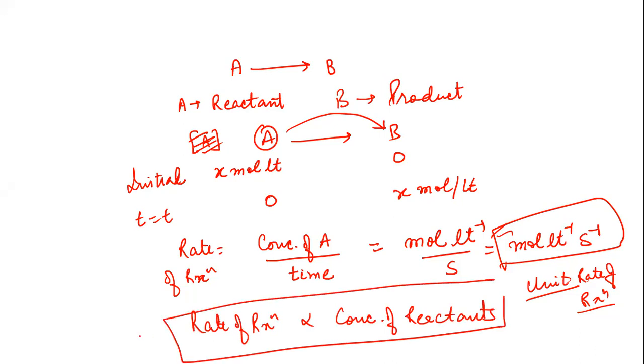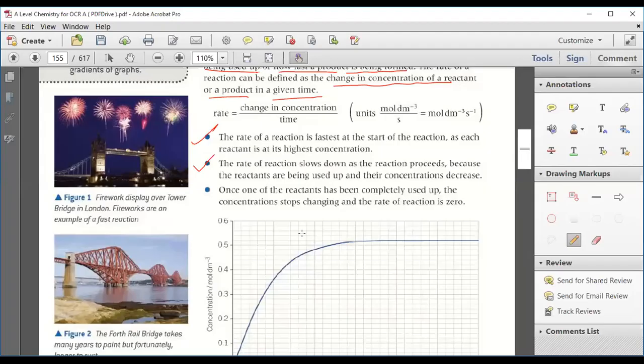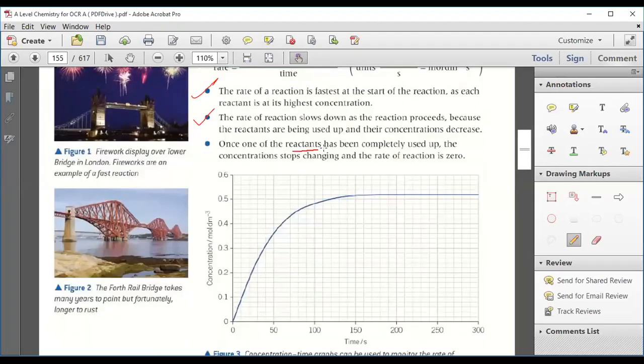The more the concentration of reactant, the more will be the rate of reaction. Now, once the reactants are completely used up, the concentration stops changing and the reaction rate will be equal to 0. You can clearly see the concentration. This is the time. This is the concentration.